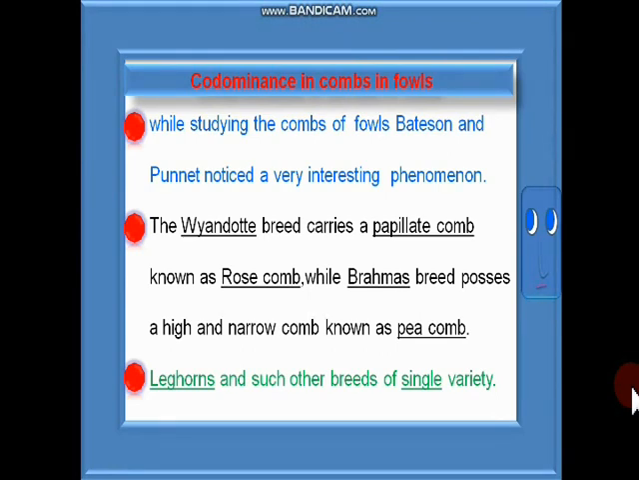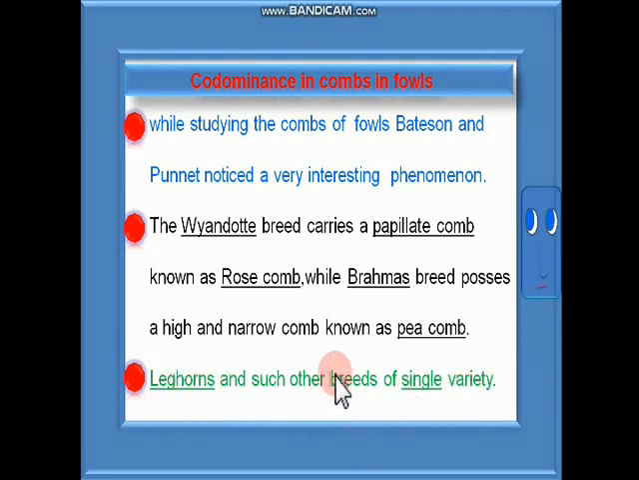Codominance in combs of fowls. While studying the combs of fowls, Bateson and Punnett noticed a very interesting phenomenon. The Wyandotte fowl breed carries a papillate comb known as rose comb, while the Brahma fowl breed has a high and narrow comb known as pea comb. Leghorn and other such breeds have a single variety comb.